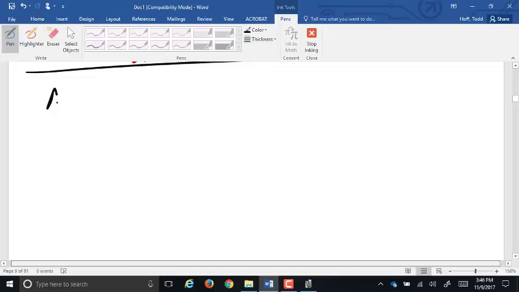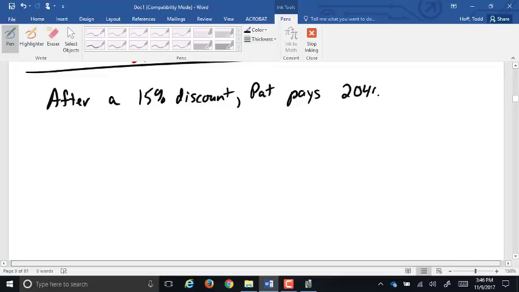For example, let's say that after a 15% discount, Pat pays, let's see here, $2,040 for, we're just showing my total lack of creativity, for items. What was the full price?